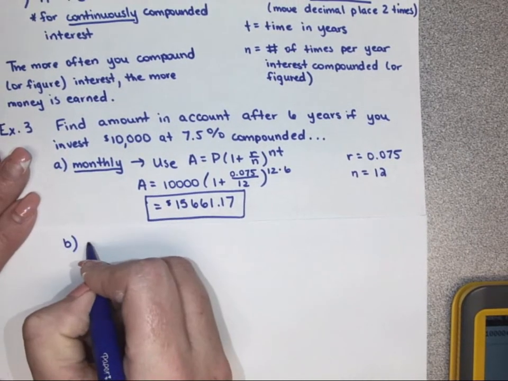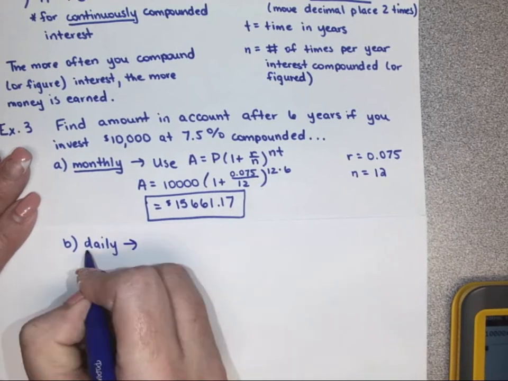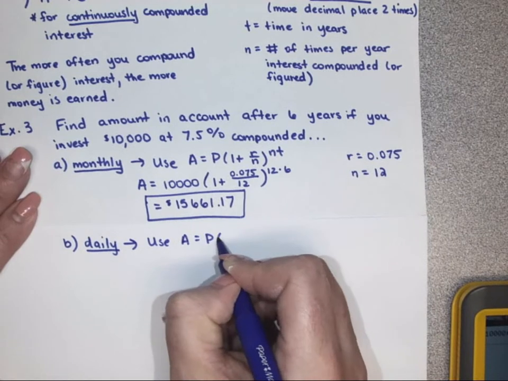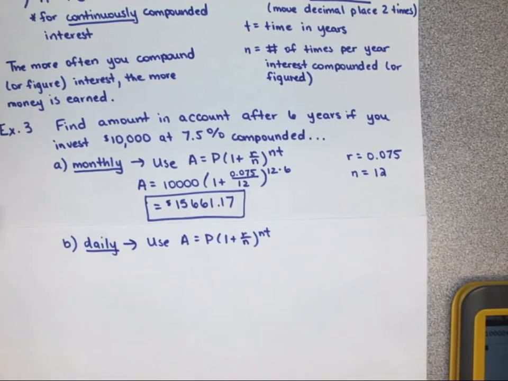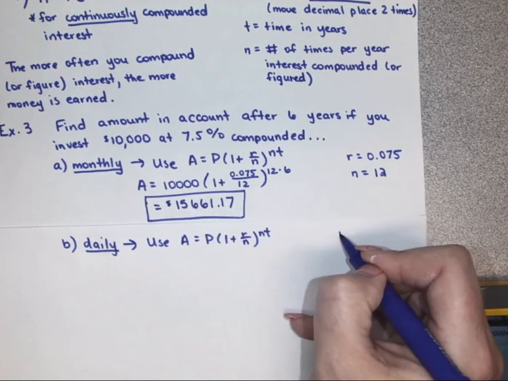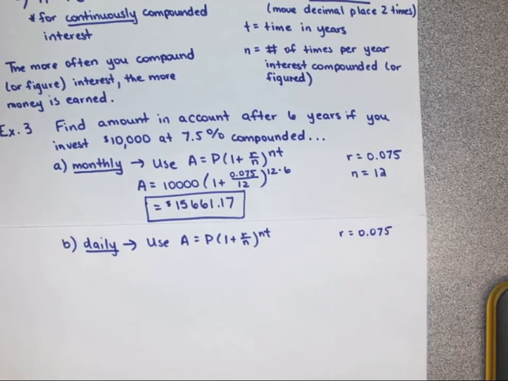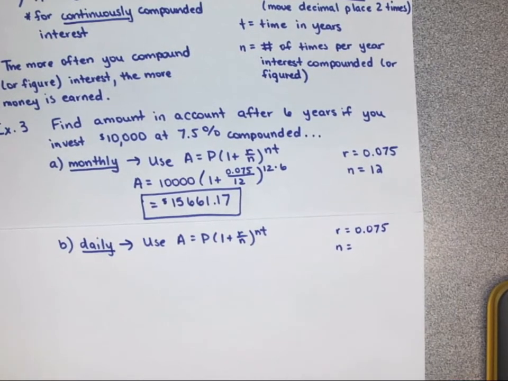All right, so what if I change it to daily? Okay, notice that I'm still not saying continuously, so I still need to use this same formula. And notice my rate didn't even change, right? My rate's still 7.5%. But what would N be this time? There's not only 12 days in a year, right? Yeah, it'd be 365.